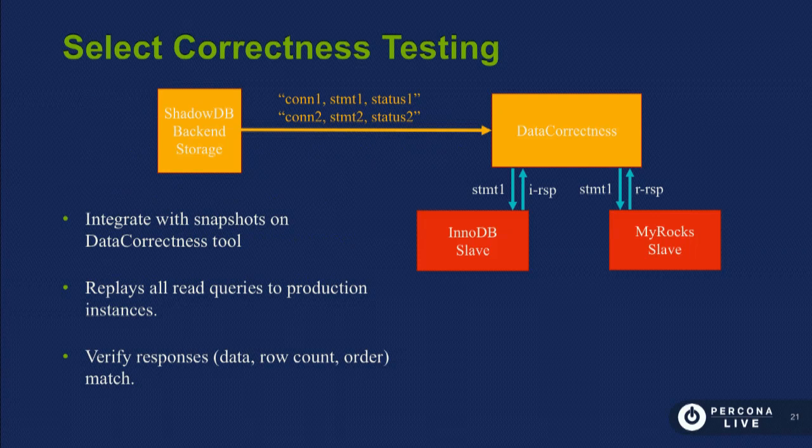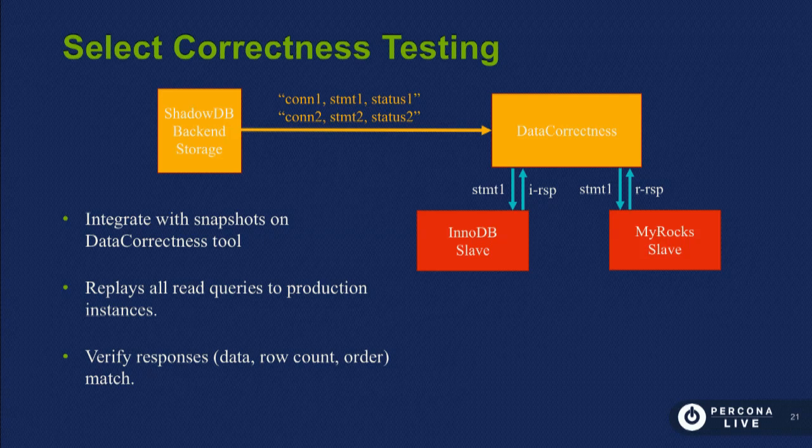As you can see, we also combine the two testing systems, ShadowDB and the data correctness tool, for verification in a tool that we call select correctness. What this basically is, it's a data correctness tool pulling in all of the queries from the backend service, creating the two snapshot transactions to InnoDB versus MyRocks, and replaying all those select queries to our instances, and verifying that the data returned back from each of those queries are exactly the same.